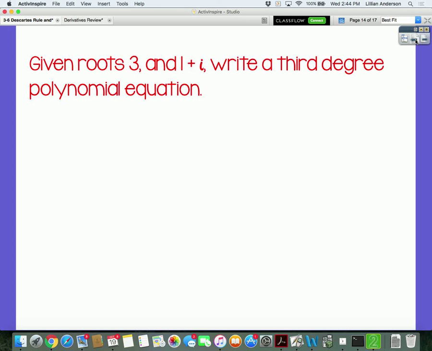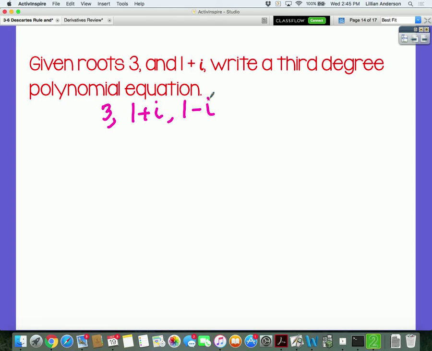Let's make sure we have all of our roots. We have 3, we have 1 plus i, but we also have 1 minus i. I always like to start out by writing out all my roots. Any ones that might be hidden, I like to write them out. So that's where the 3rd degree is coming from, because we have 3 roots, so that means we're going to have 3 zeros.